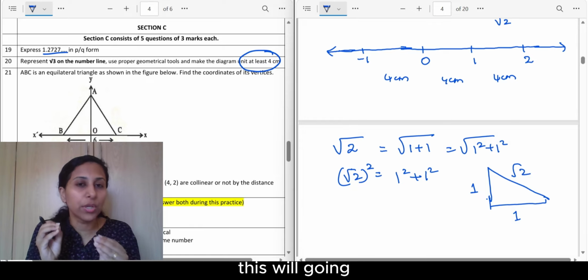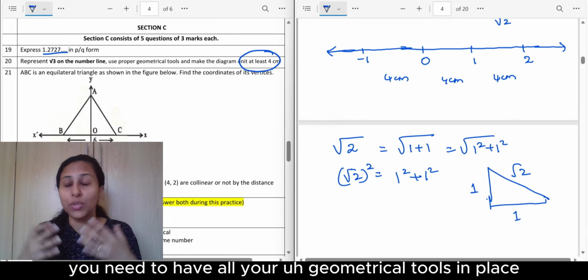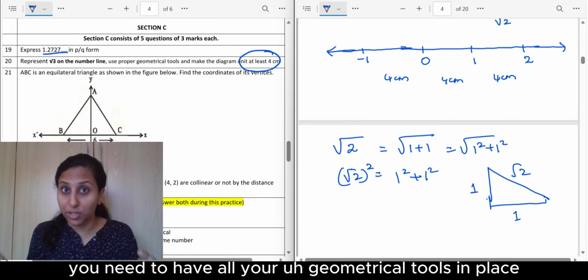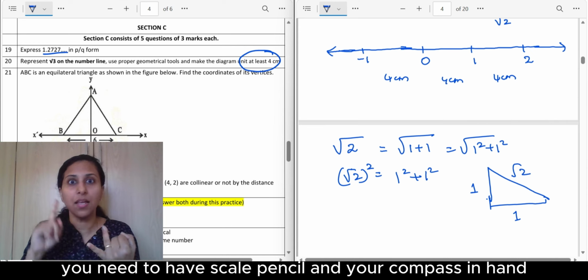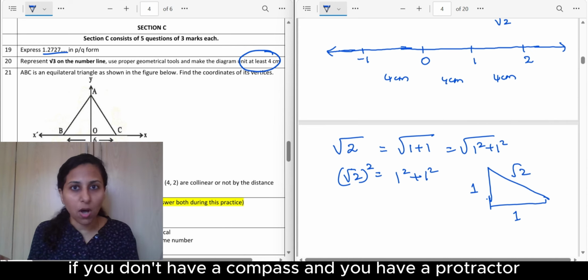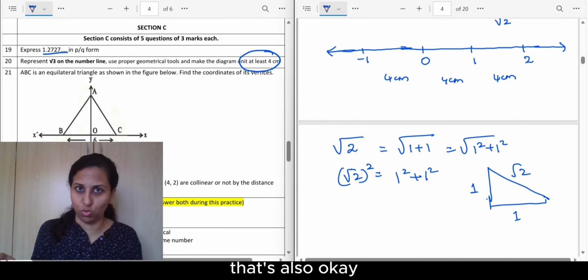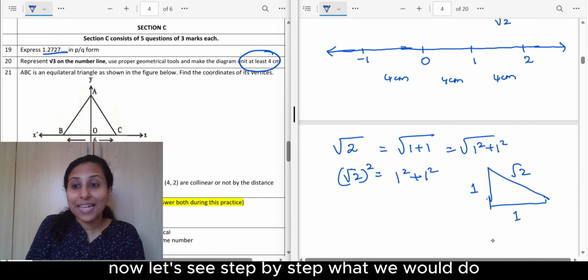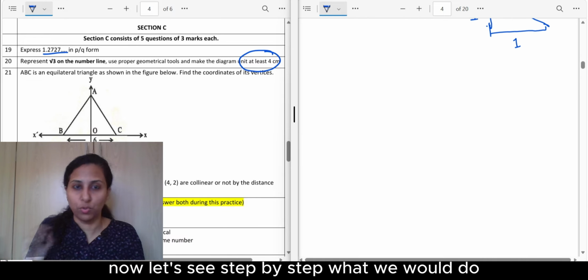So yes, this is going to take some time to solve. You need to have all your geometrical tools in place. You need to have a scale, pencil, and your compass in hand. If you don't have a compass and you have a protractor, that's also okay. Now, let's see step by step what we would do.